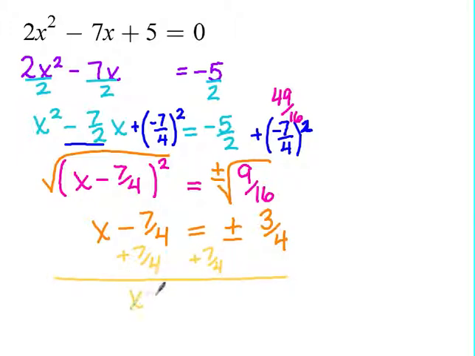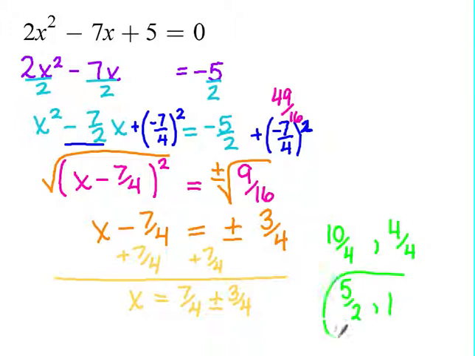I end up getting x to equal 7/4 plus or minus 3/4. So yeah, if I take 7 plus 3 divided by 4, I get 10/4. What is 7 minus 3? 4/4. Now I can simplify each of those. What will each of those simplify to be? 5/2 and 1. The thing about completing the square, it generally works a lot more than factoring does. Factoring only works with certain problems.